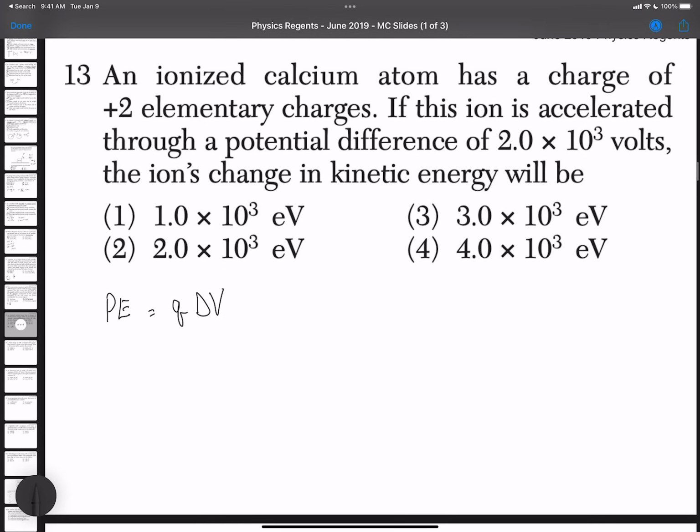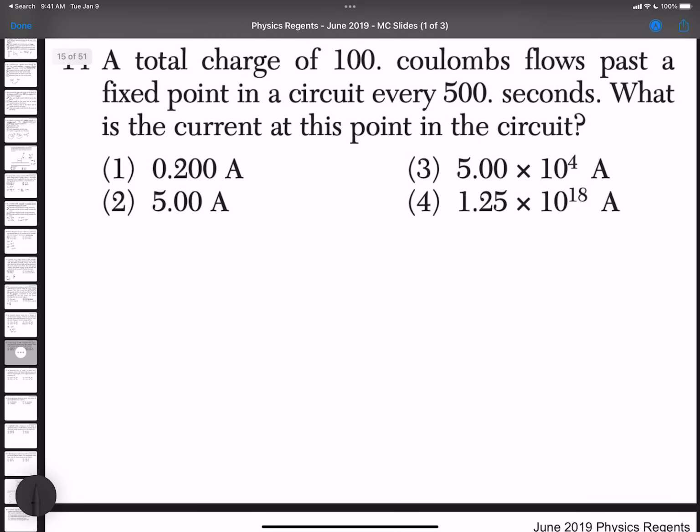The charge here is plus 2 elementary charges times a potential difference of 2 times 10 to the 3 volts. Well, this specialized unit of electron volts is what you get when you multiply elementary charge times volts. And so we're going to get 4 times 10 to the 3 electron volts. Answer choice 4.